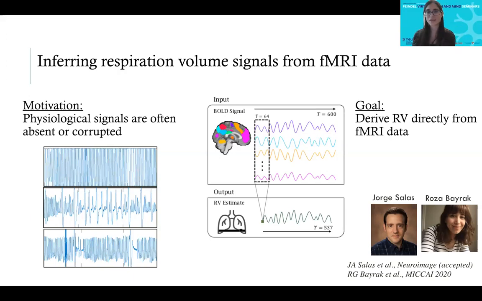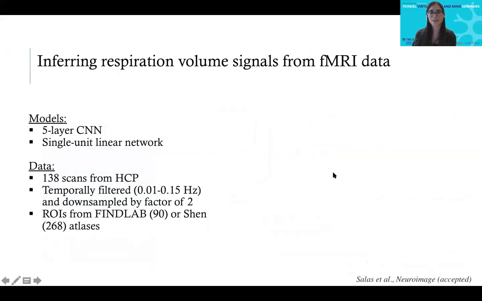This is work led by Jorge and Rosa in my lab. What we did here was compare two different models. This paper was just accepted, so it's not yet out. We looked at a five-layer convolutional neural network, which is a more complex model, and we also looked at a single unit model with no nonlinearities, so it's basically just a linear network.